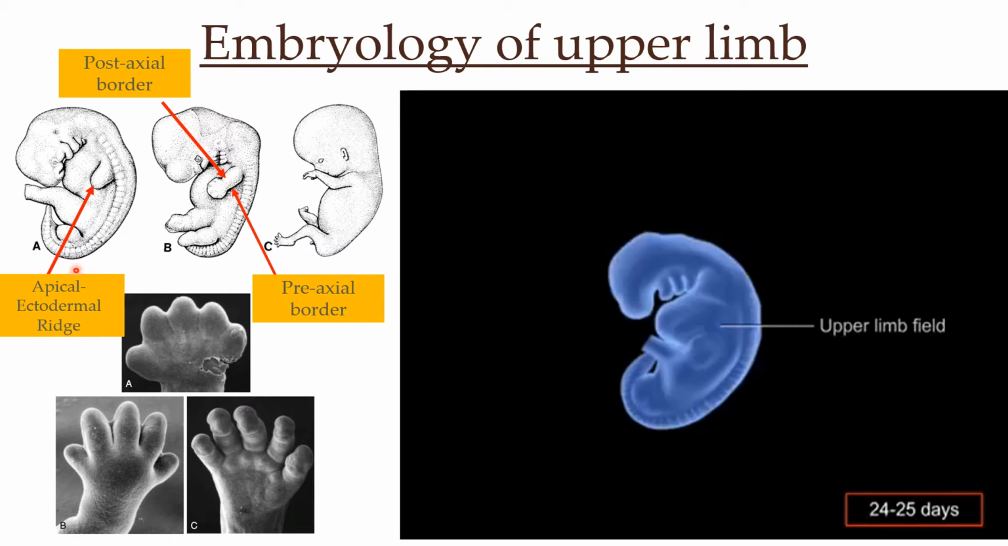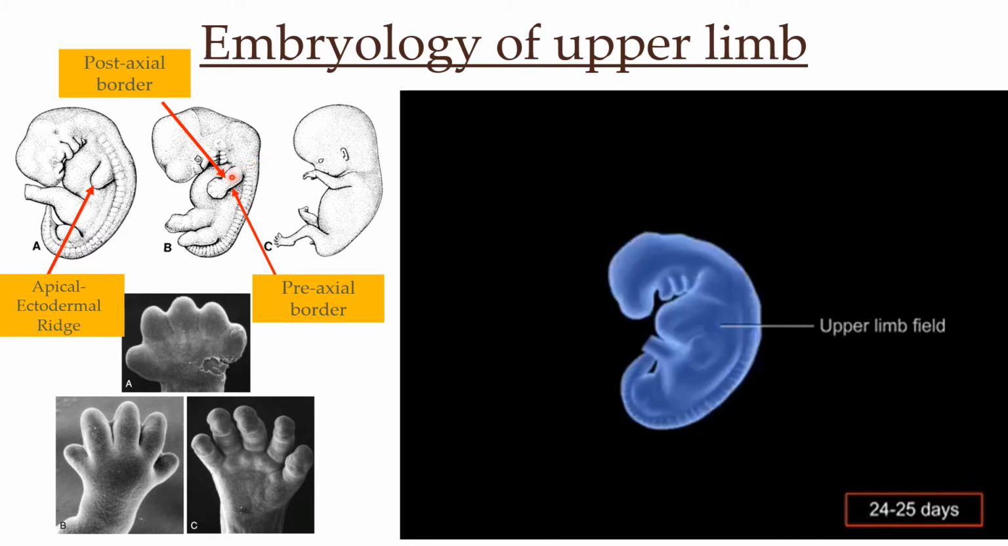How? The cells present in the apical ectodermal ridge begin to undergo apoptosis. As a result, the distal part of this hand plate gets divided into 5 parts, which give rise to the 5 digits. Now, let us define the preaxial and the postaxial border of the upper limb bud.